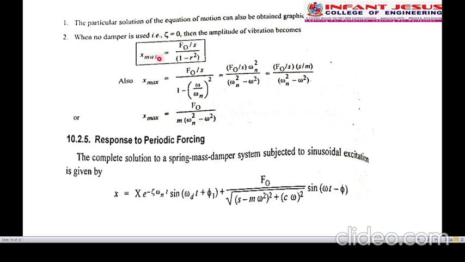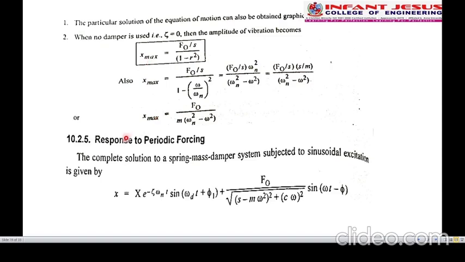So if in the problem they ask you to find the amplitude, and they give the stiffness, the frequency ratio and the force, then use the same formula. This x max is nothing but the amplitude of vibration.